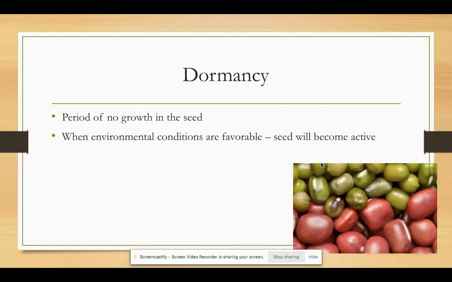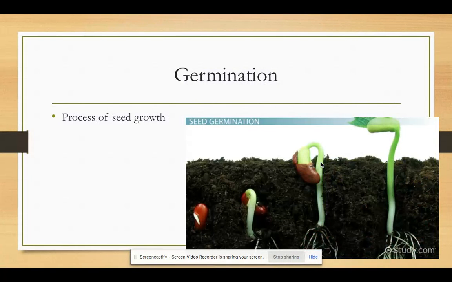Seeds go through a period with no growth. That is called dormancy. When environmental conditions are favorable, then the seed will become active again. So when there's enough water, sunlight, etc. Germination is our process of seed growth, and that's when the seed starts to grow into a plant.